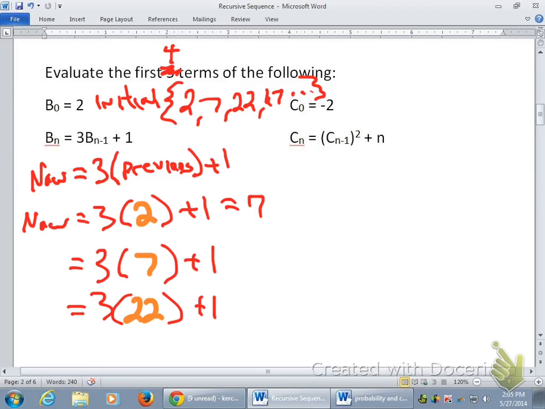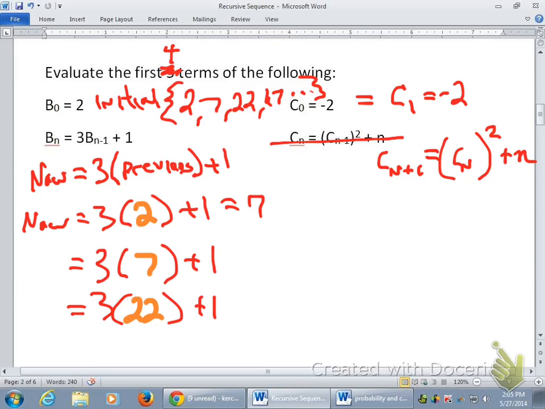All right, any questions? We're going to rewrite this one as next and now. So instead of starting at C0, I'm going to start at C1 and call it -2. And what would this look like if I rewrote it as next and now? Instead of Cn, it's going to be C sub n plus 1. That's the next term. Is going to be equal to my now term, which is just C sub n squared, plus, now the n still stays.